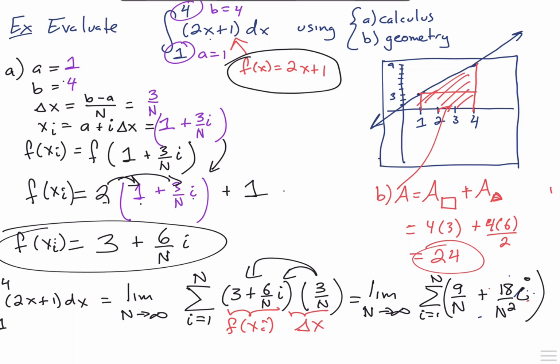Let's see. Oh, there it is. We messed up the easy one. Did you guys see that? That's not a 4. That's a 3. Where'd you guys get 4? That's what I get for listening to you guys. The width of the rectangle is 3 because it goes from 1 to 4.